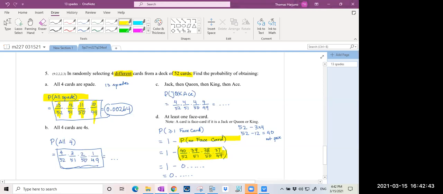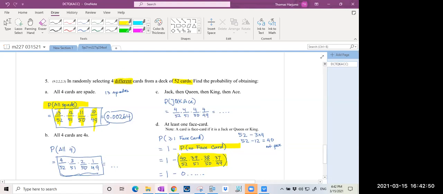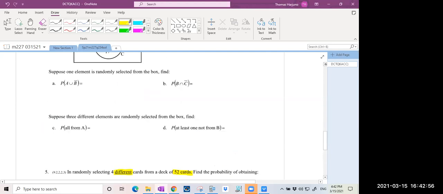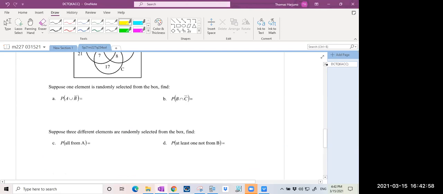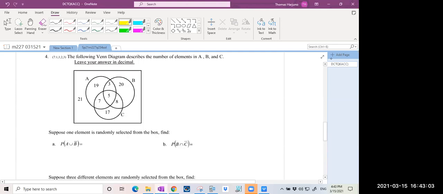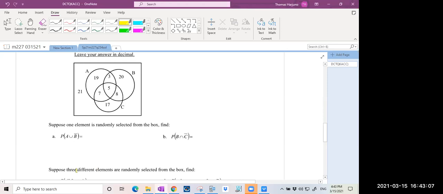Okay, that's for number 5. Now let me go back a little bit to 4B, C, D. So far, only one person in this class got this right. In 4C and D, we have this Venn diagram, and we want to select 3 different elements.